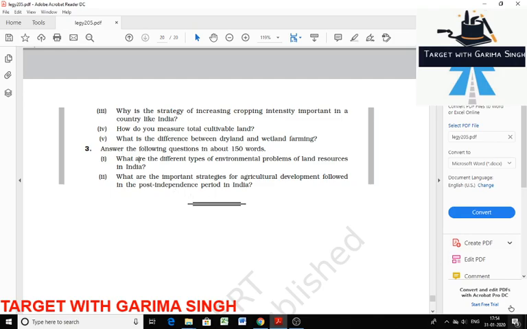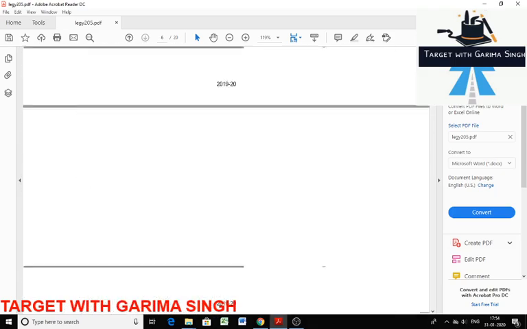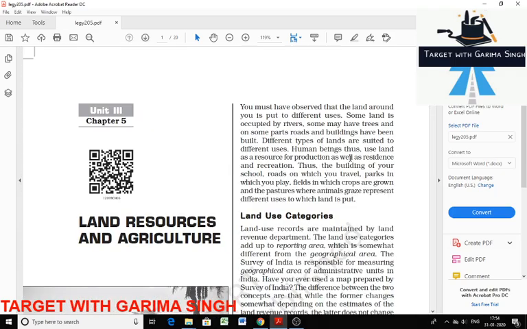All about this chapter I have discussed its crux, questions and answers. That was about land resources in agriculture. What are the different agriculture patterns? Then we discussed land use categories. In simple words, land use means the different uses to which land is put. Different types of land are used for different purposes. Human beings use land as a resource for production as well as residence. Then we discussed common property resources, which can be defined as community natural resources where every member has the right of access and usage with some obligation, without anybody having the right to property over them.